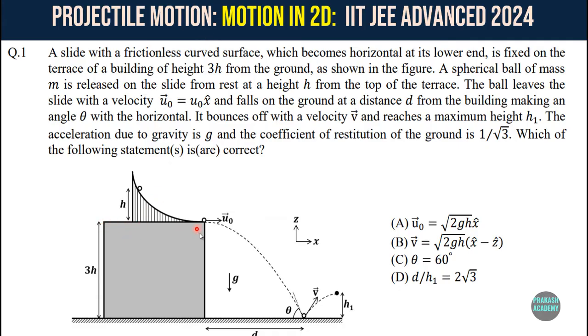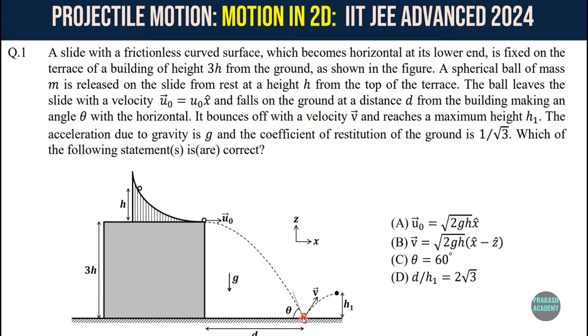So, a building is given and the height of this building is 3h, and on top of this building we have a slide that has a curved, frictionless surface, and there is a ball that is kept on this surface at a height of h. This ball slides and leaves this curved surface at this point. At this point the velocity is horizontal and the magnitude is u naught. Now after this it undergoes free fall.